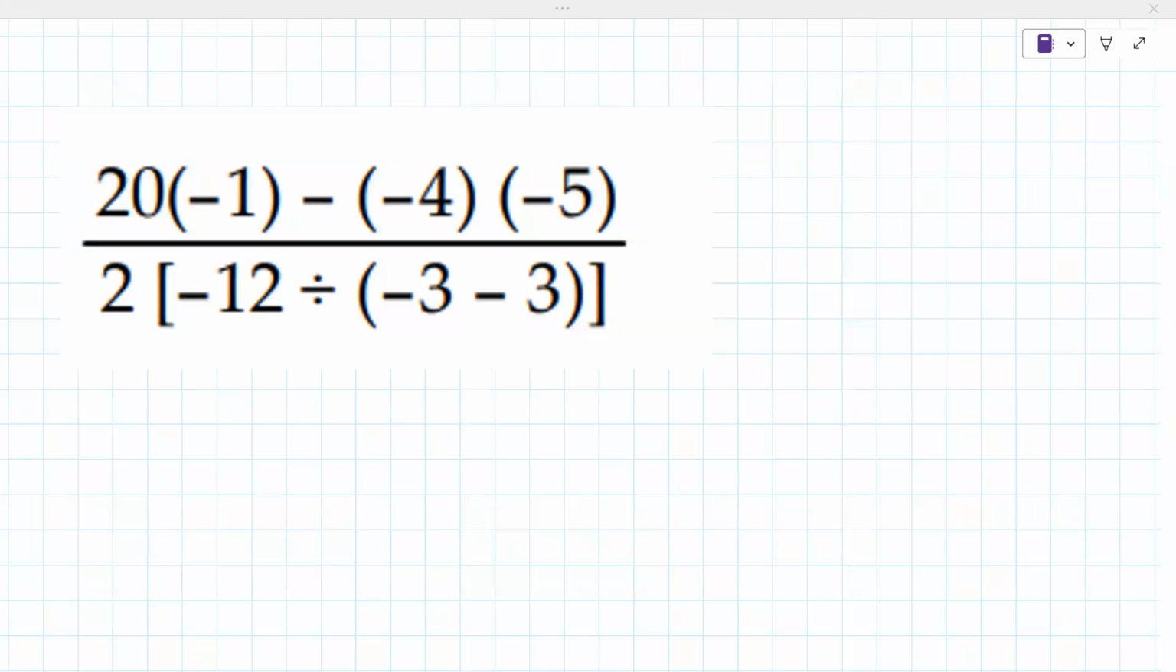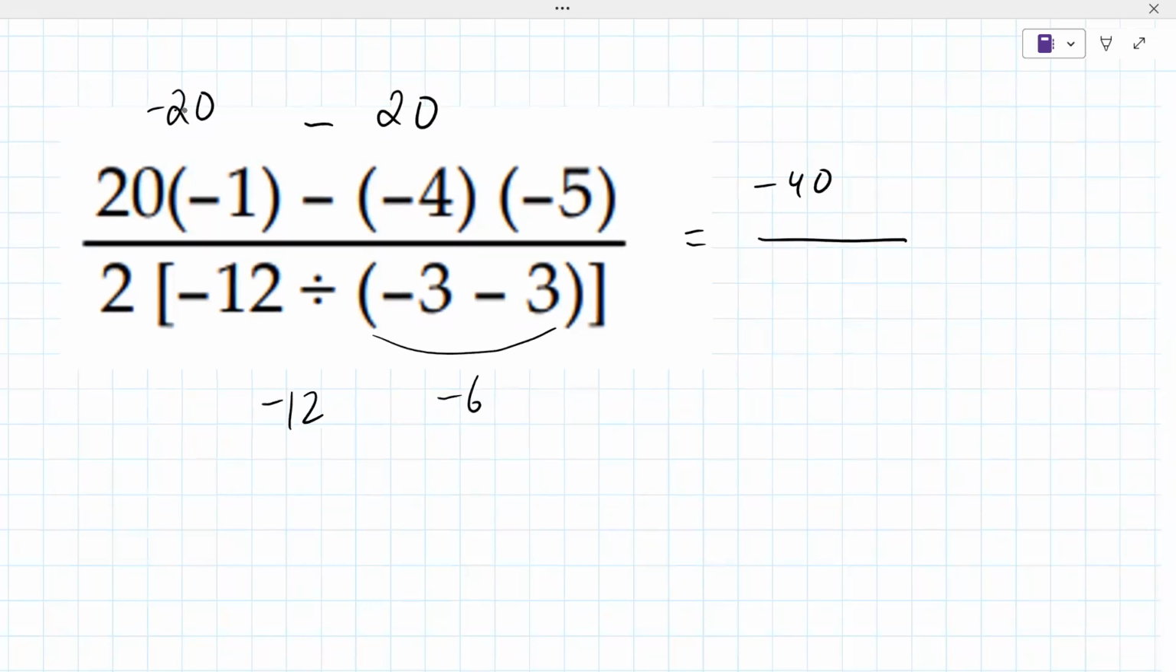Zero. It's not zero. So let's work through this a little bit together here. So this is negative 20 up here. Yep. Plus, I'm sorry, minus 20. So that becomes minus 40 on top. Now the bottom, negative 3 minus 3 is negative 6. Negative 12 divided by negative 6 is 2. 2 times negative 20 is, oh wait, jeez. Negative 10. Yeah.